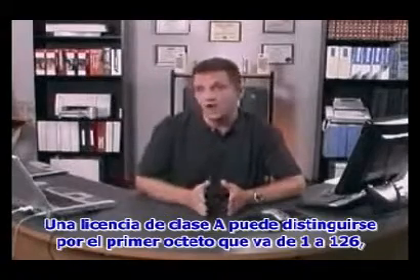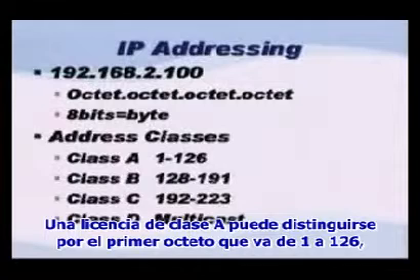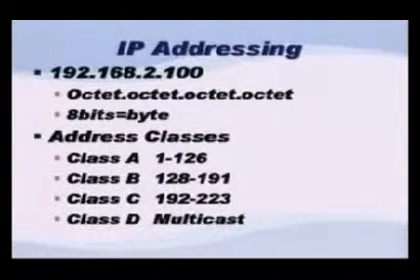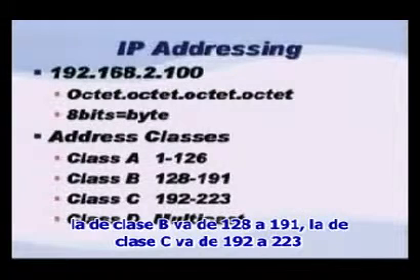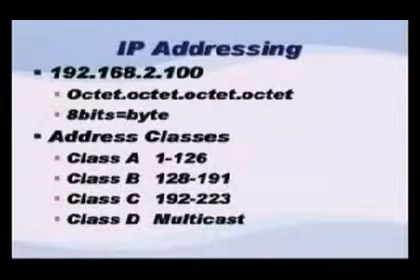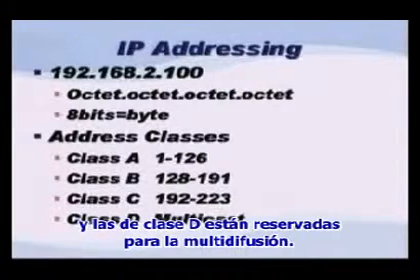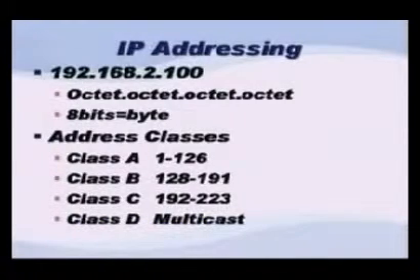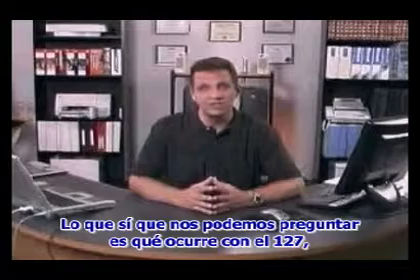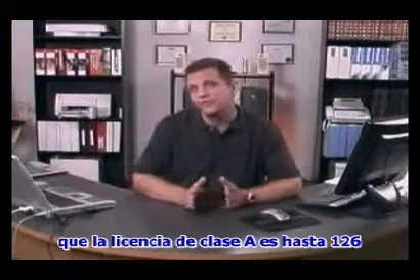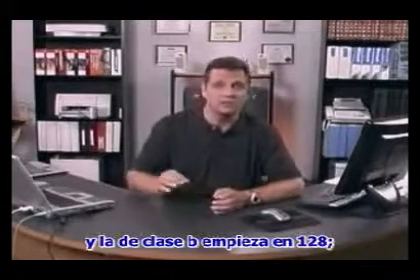A Class A license can be distinguished by the first octet. It is in the range from 1 to 126. A Class B license is in the range from 128 to 191. A Class C license is in the range from 192 to 223, which brings us to the Class D license, which is basically the multicast class. The Class D license, you don't go out there and buy one. It's reserved for multicasting, which we'll talk about sometime in the future.